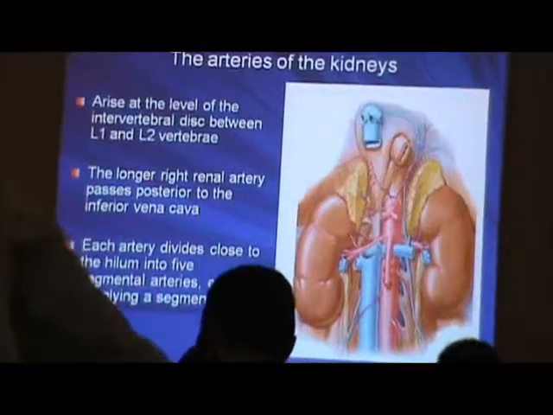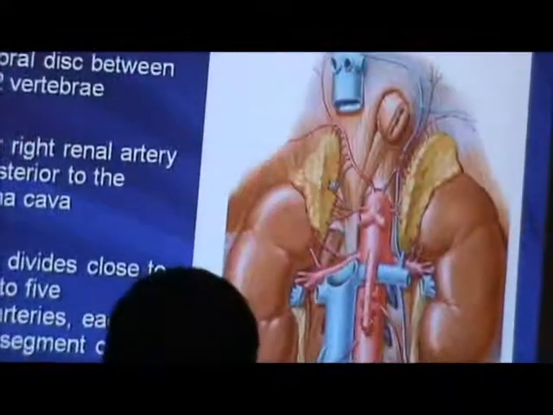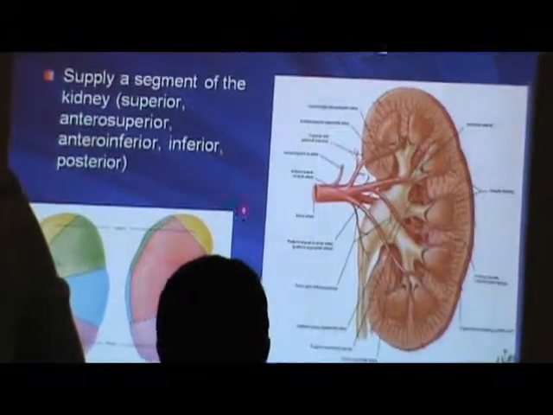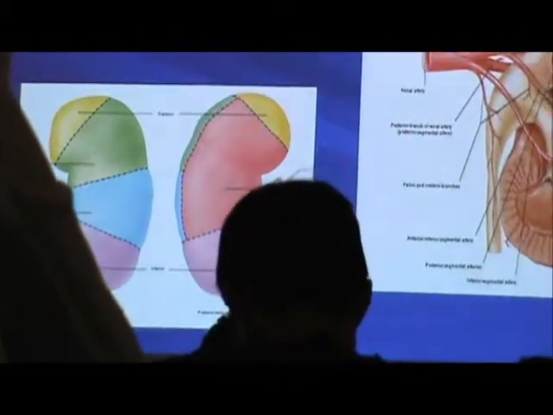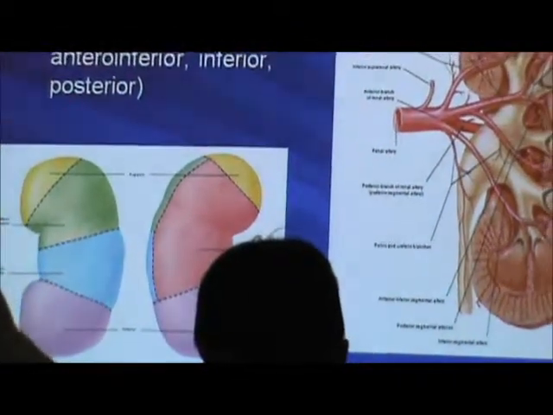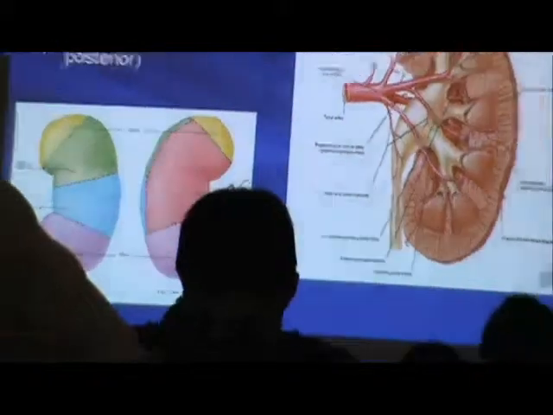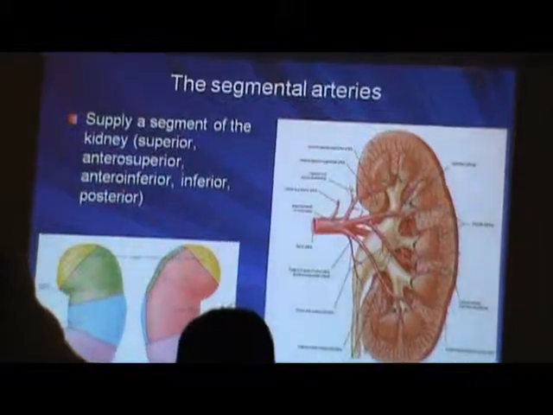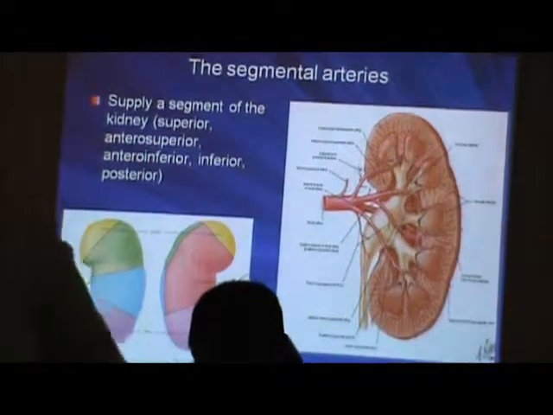Each artery divides close to the hilum into 5 segmental arteries, each supplying a segment of the kidney. So we have 5 segments of the kidney. Of course, I wouldn't ask about such segments. It's good to know that the kidney is divided into 5 segments, and remember that a segmental artery supplies each segment.